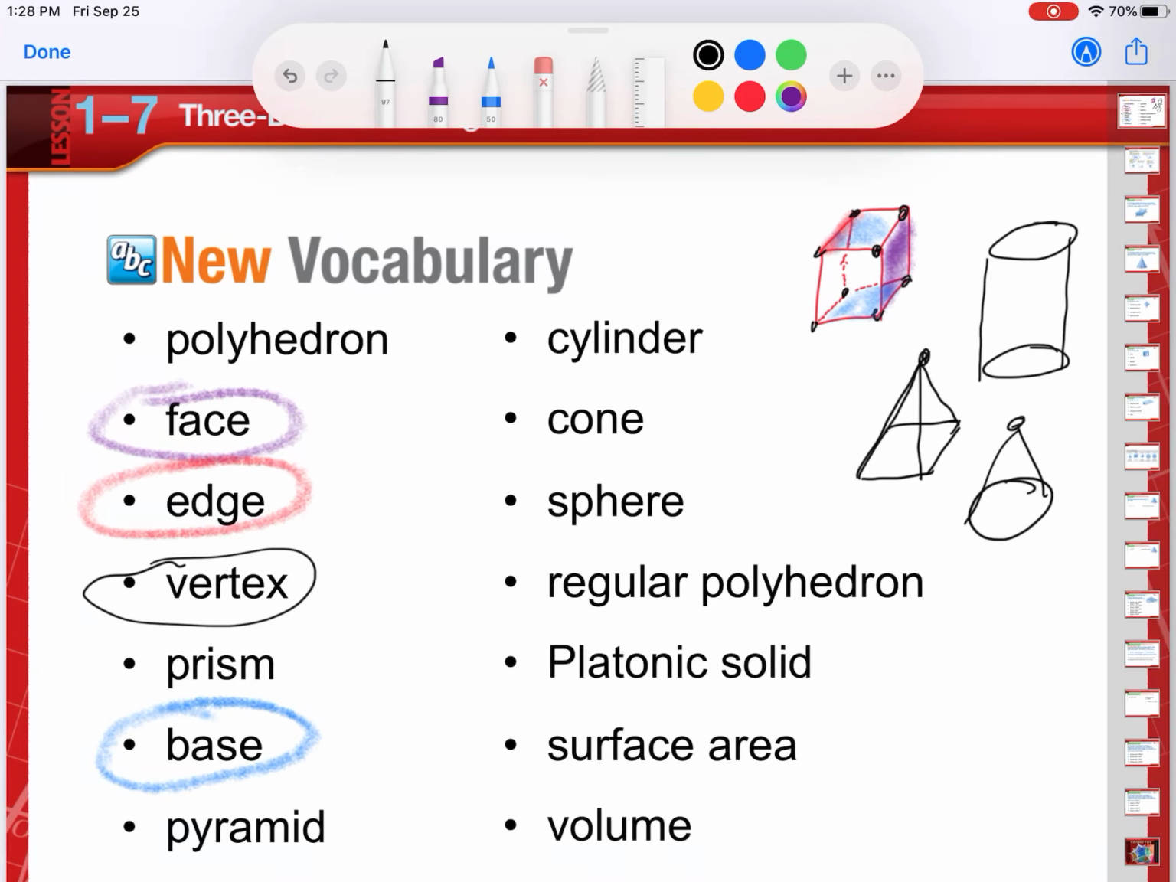I don't think you'll really need that one. But surface area is the area on the surface. That was a great definition there.